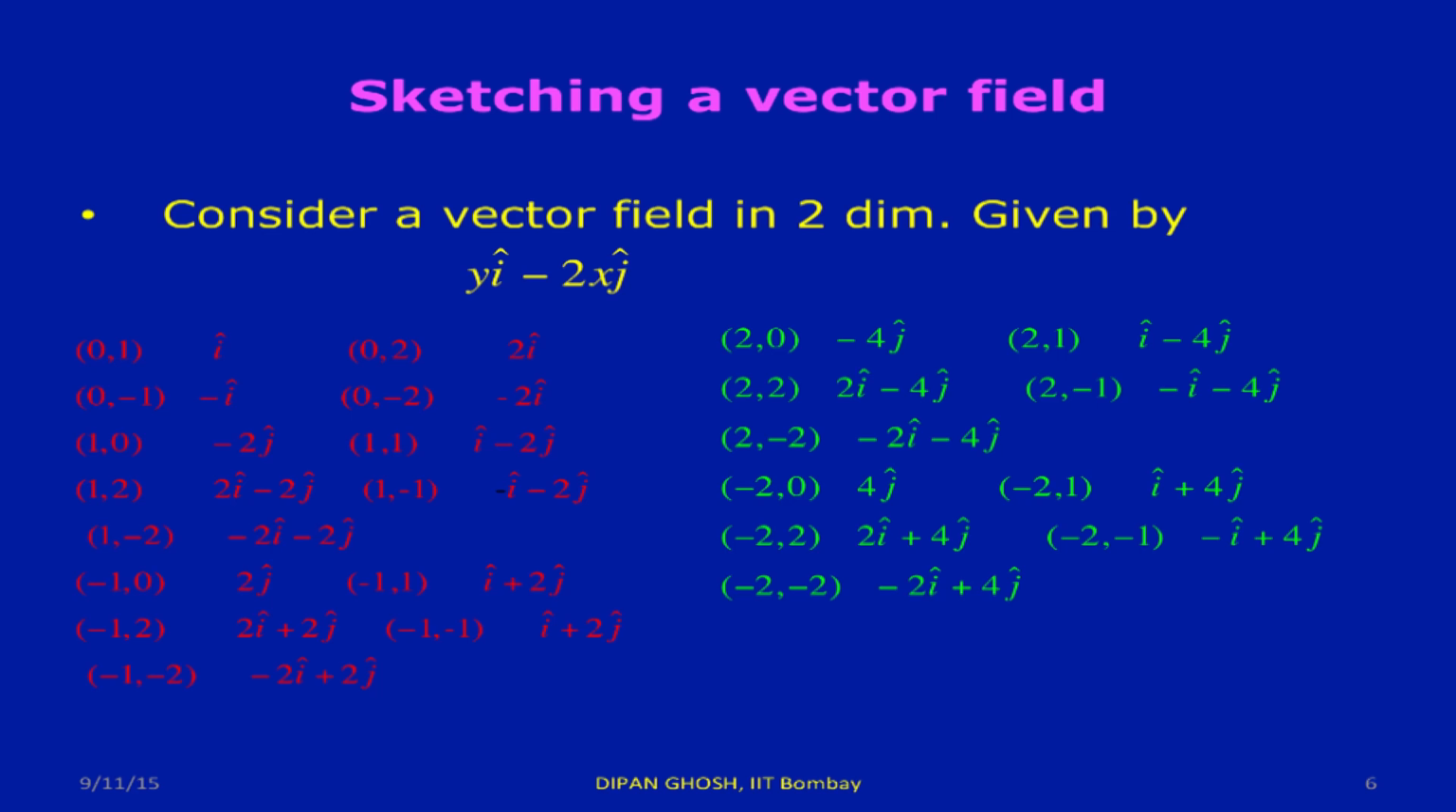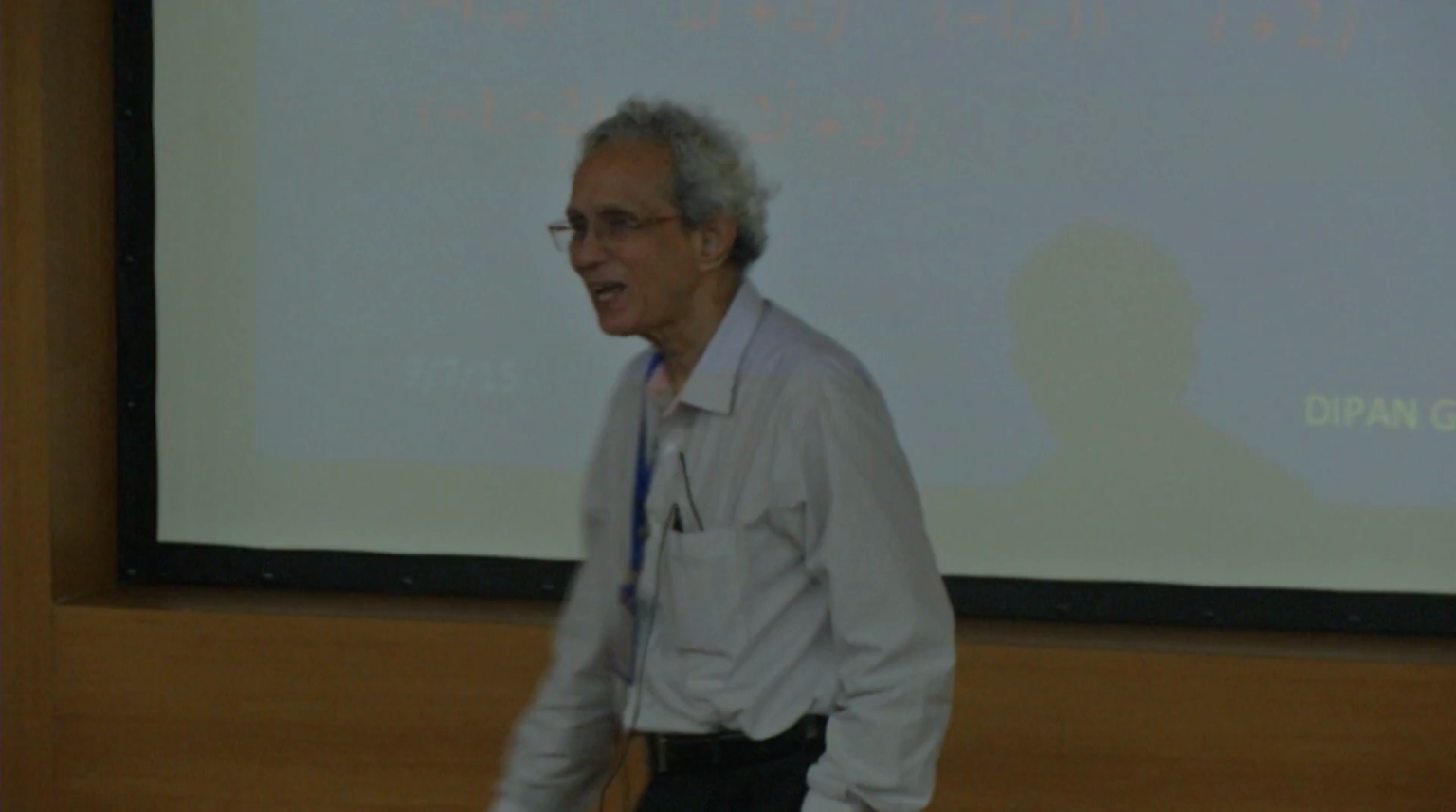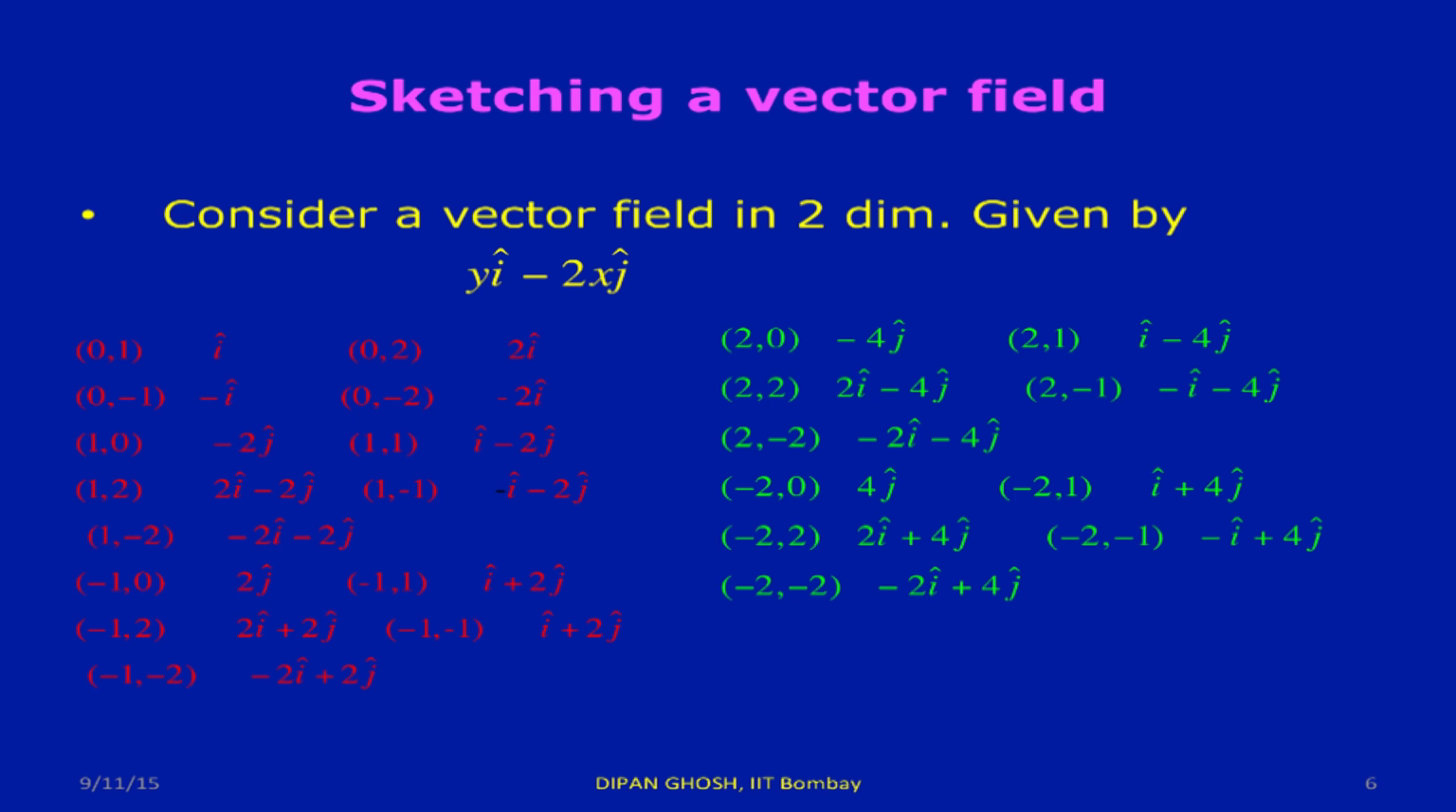What I have done is, I have just said, consider a mathematical vector field in two dimensions, which is given by y i minus 2x j. It is a good exercise. You ask your students to take a computer and plot it. It is a two-dimensional plot. You look at what I have done here, which is not visible properly. At least something is visible now.